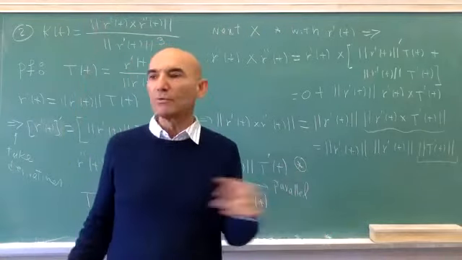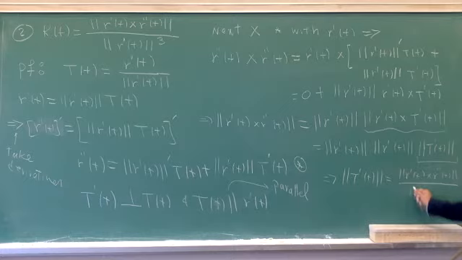So from here you get the norm of T prime of t is equal to, you just divide the left-hand side, which is the norm of r prime of t plus the norm of r double prime of t, divided by the norm of r prime of t squared, right? So far so good, we derived this formula. And now I can use this formula and put it in formula 1.